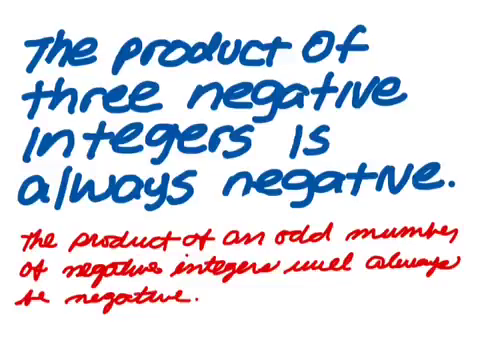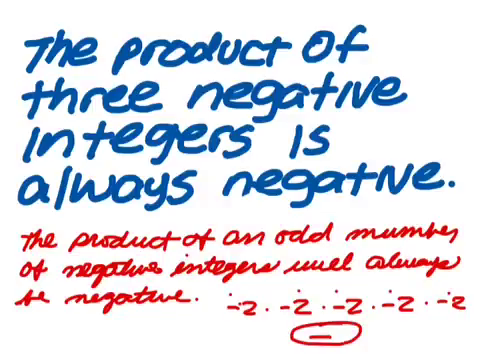So let's say you've got an odd number. What's another odd? 5 is an odd number, right? So negative 2 times negative 2 times negative 2 times negative 2, 1, 2, 3, 4 times negative 2. You have an odd number of negative signs, so guess what? The answer is going to be negative.